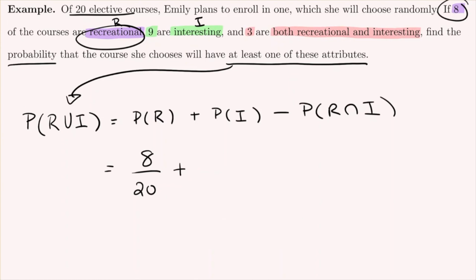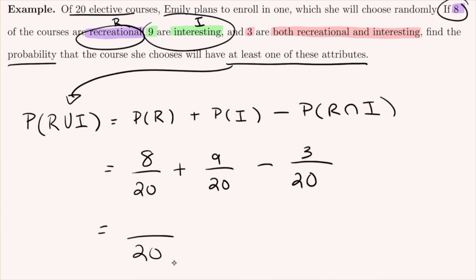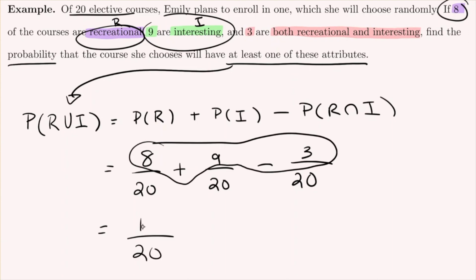We know the probability that something interesting occurs. 9 were interesting, so 9 out of the same 20 courses. Minus the fact that they were both recreational and interesting were 3 courses. 3 of the 20 have been counted in both categories, so we subtract it once. All the bottom numbers are the same, so with fractions, the bottom number stays the same. We add 8 and 9, and then we subtract 3. 8 plus 9 is 17, minus 3 is 14 out of 20.